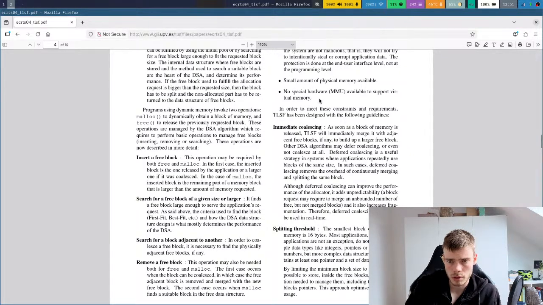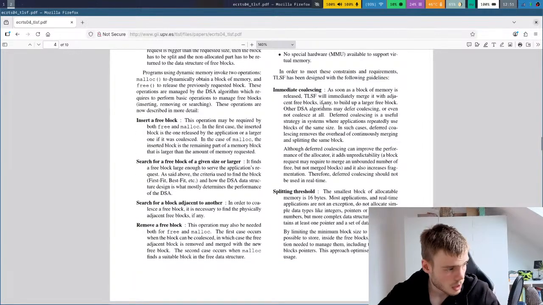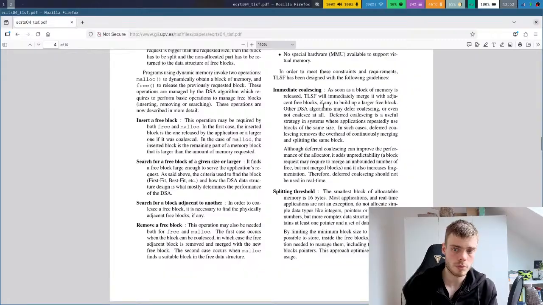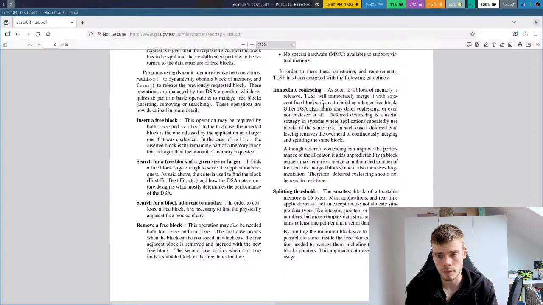In order to meet these constraints and requirements, TLSF has been designed with the following guidelines: immediate coalescing. As soon as a block of memory is released, TLSF will immediately merge it with adjacent blocks, if any, to build up a larger free block. Other DSA algorithms may defer coalescing, or not coalesce at all. Deferred coalescing is a useful strategy in systems where applications repeatedly use blocks of the same size.